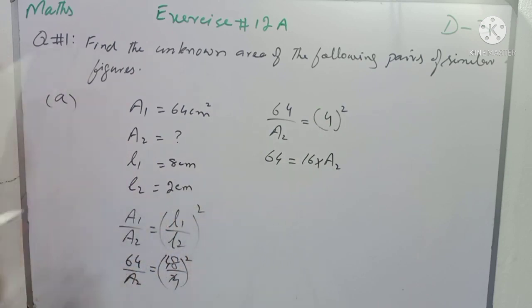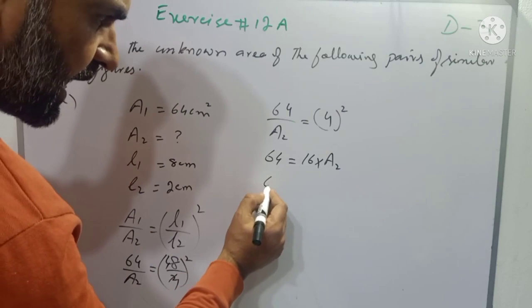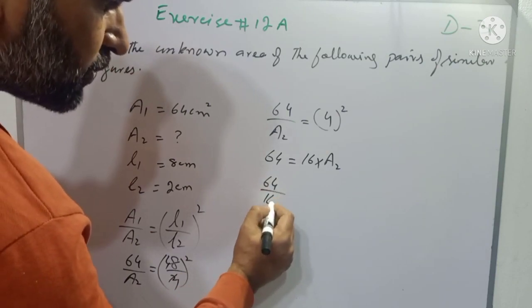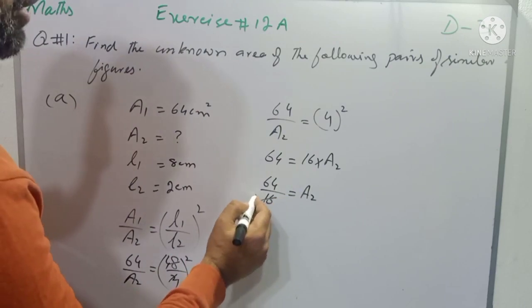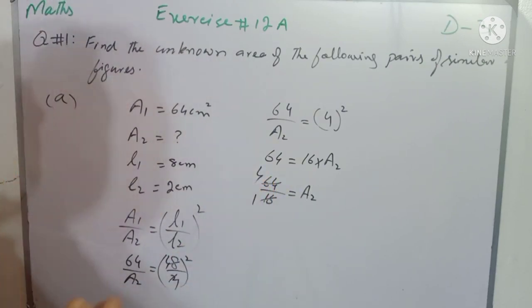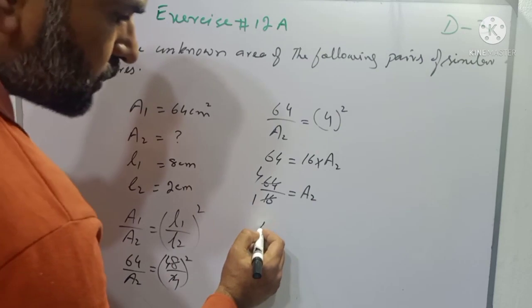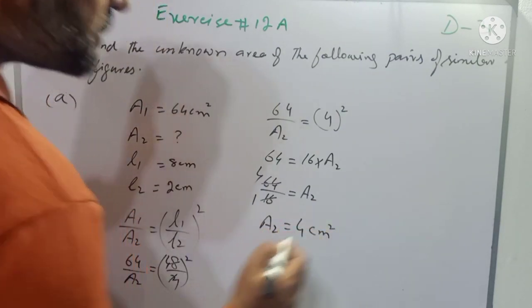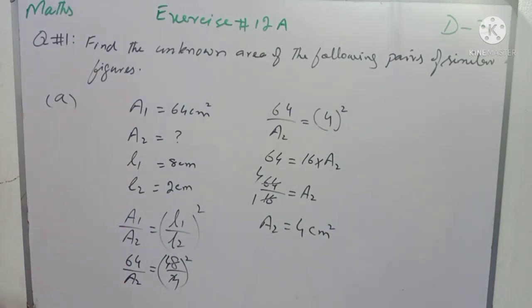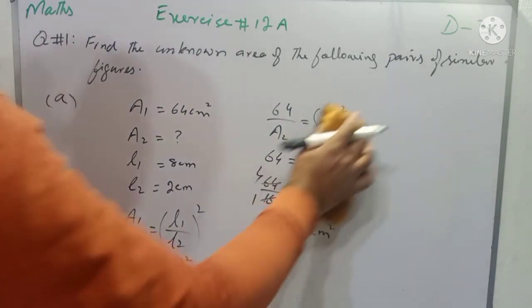When we transfer it to the other side, it will divide and be written as 64 over 16 is equal to the area of triangle 2. 16 ones are 16 and 16 fours are 64. So the area of triangle 2 is 4 centimeter square. And this is part A of question number 1.